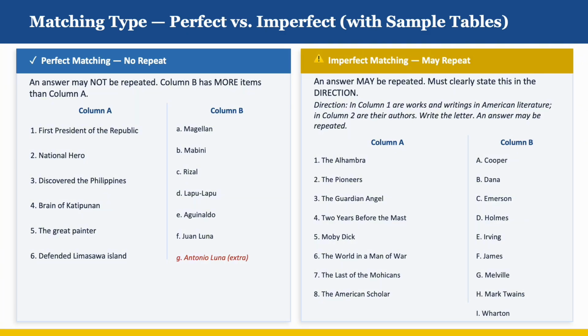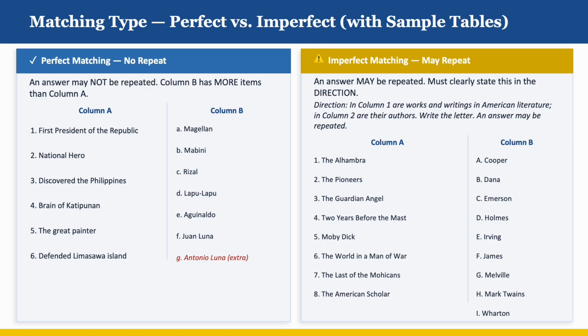This brings us to a key distinction, the perfect matching versus the imperfect matching. In perfect matching, each answer in column B is used exactly once and cannot be repeated. Column B has more items than column A to prevent elimination guessing. So, students match one to one. In imperfect matching, answers may be repeated. This is clearly stated in the direction. Something like, an answer may be repeated.